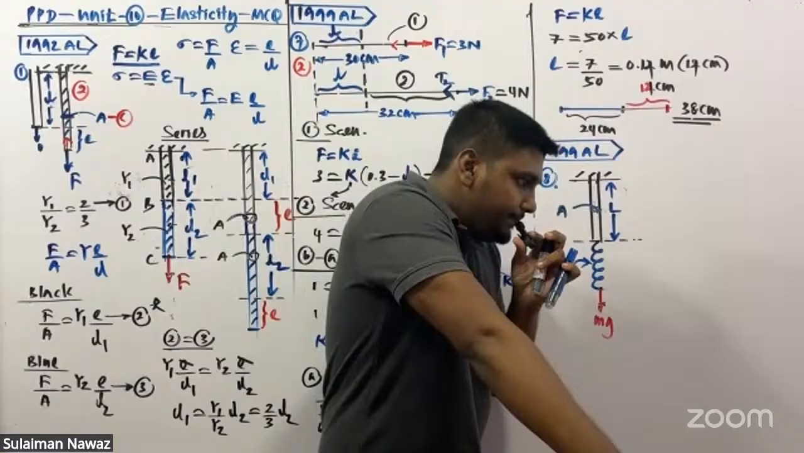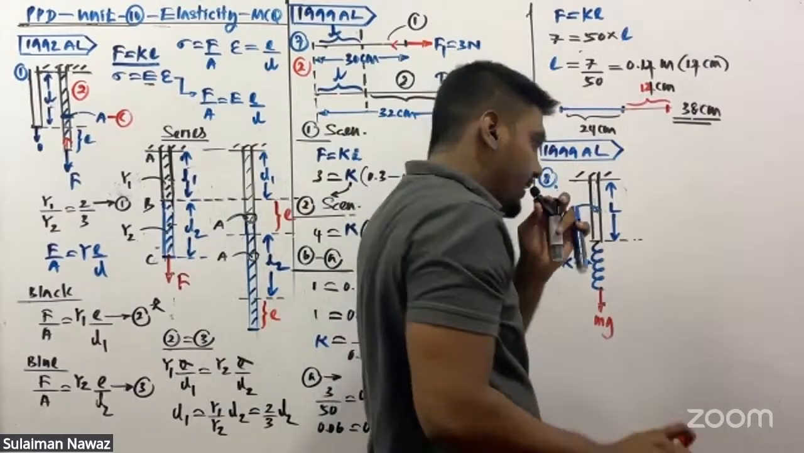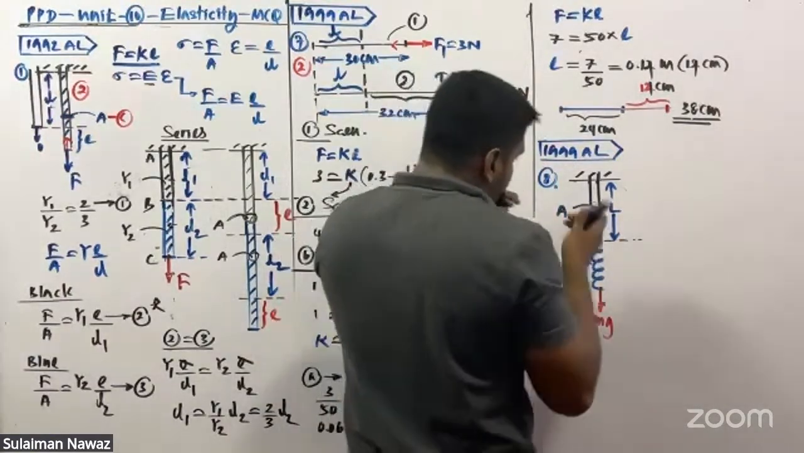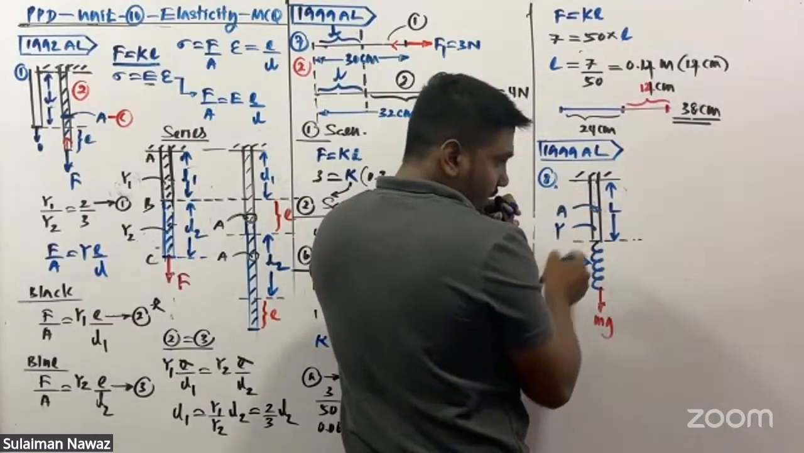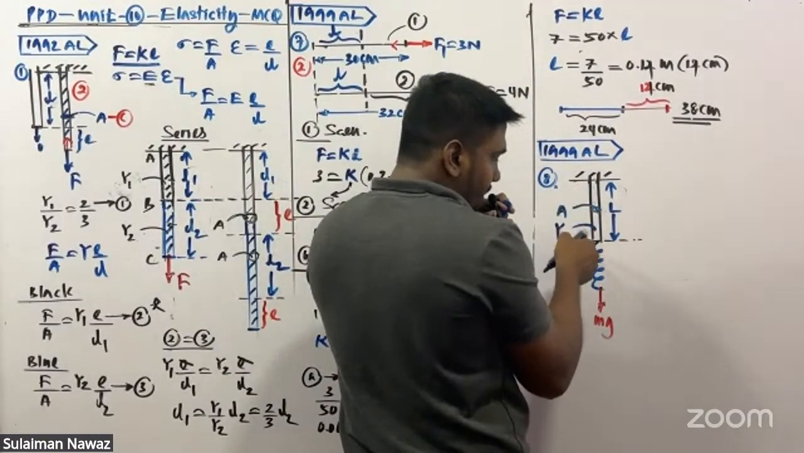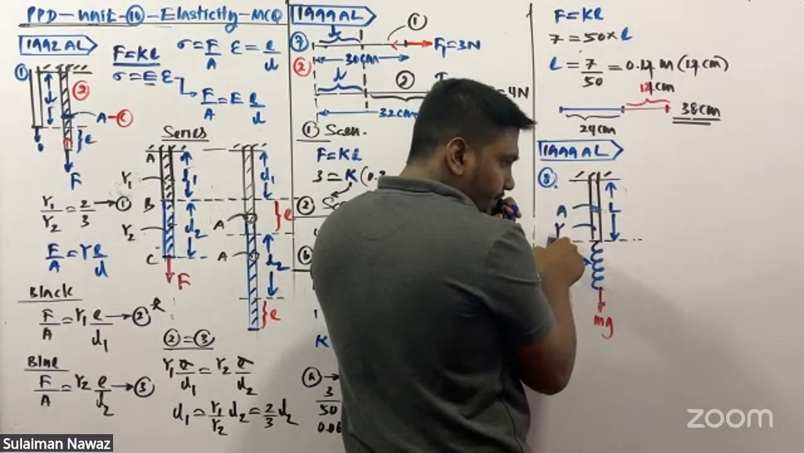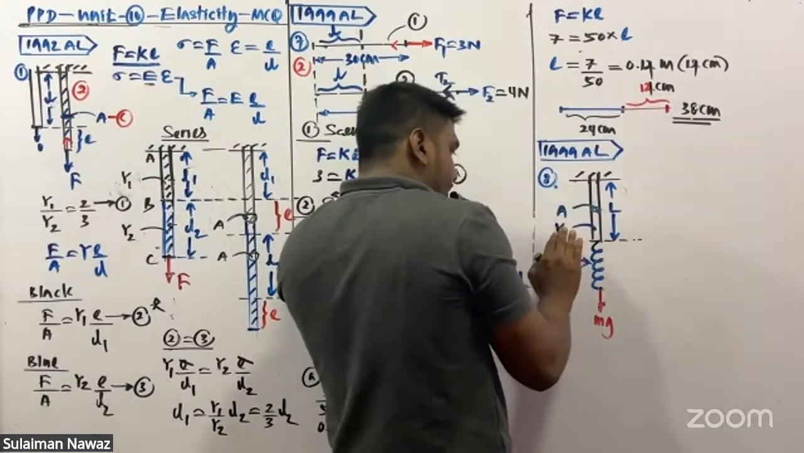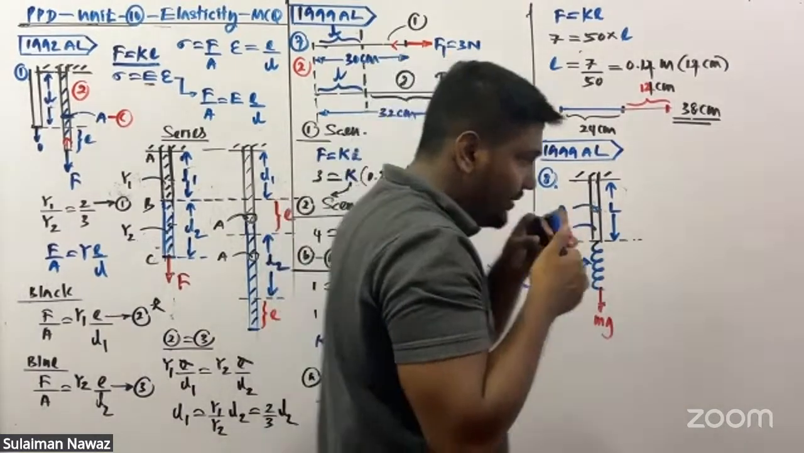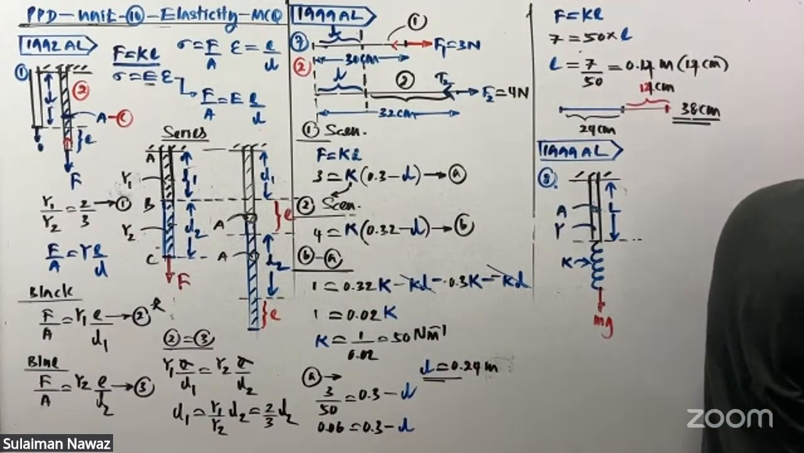The Young's modulus of the material of the wire is capital Y. This is the wire, metal wire. It's a spring. Young's modulus of the metal wire is capital Y. The total extension of the system. Total extension. They're asking total increase in length.